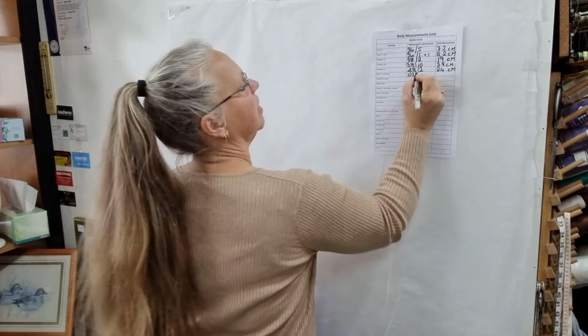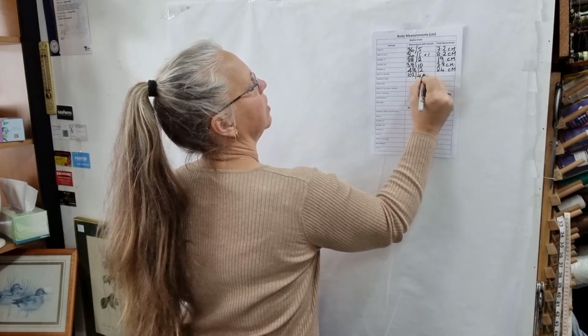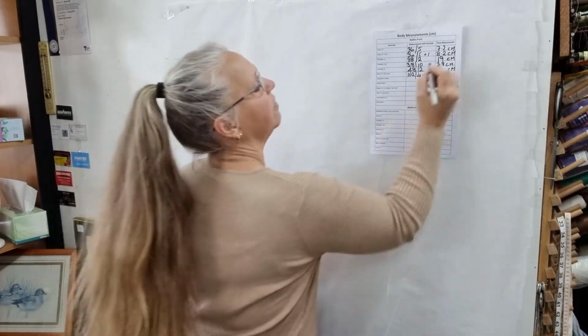So we've got our bust divided by 4 plus 1 centimetre for ease. So divided by 4 plus 1 is, where's my list? 26.5.